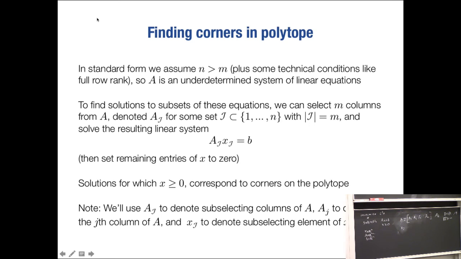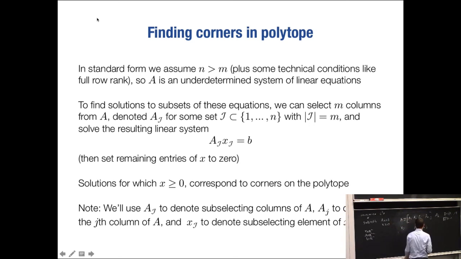So what I do to find potential corners of my polytope is I pick some subset A_I, and then I solve the equation A_I x_I equals b. This is now a square equation, an m by m system of equations, so I can solve it. As long as A has some properties like full row rank, in the simplex algorithm you will only find solutions that are in fact invertible here. So we're just going to assume that these subsets are invertible.